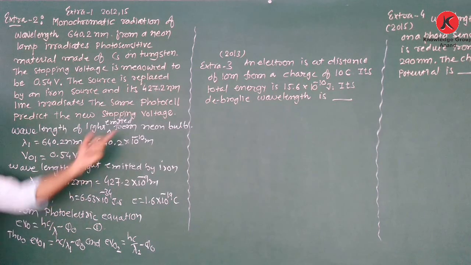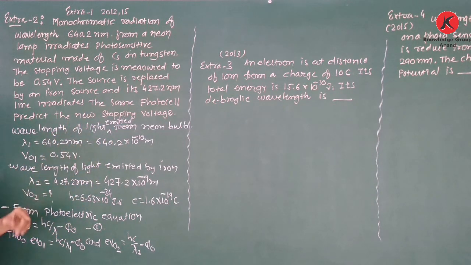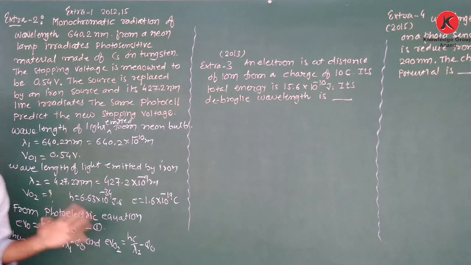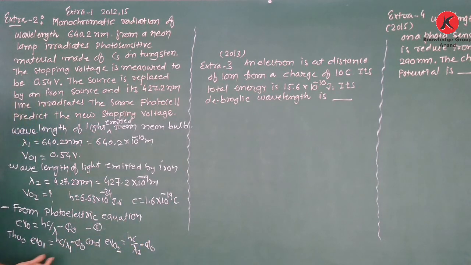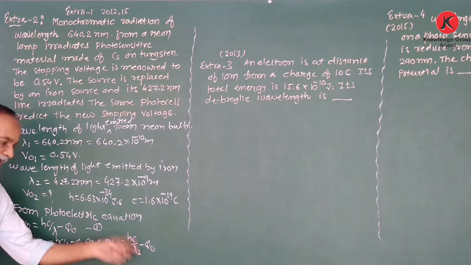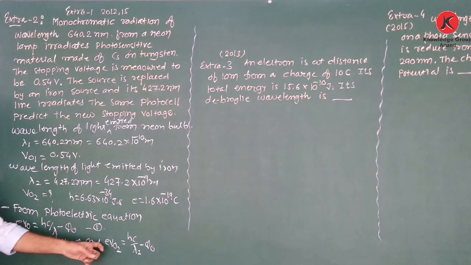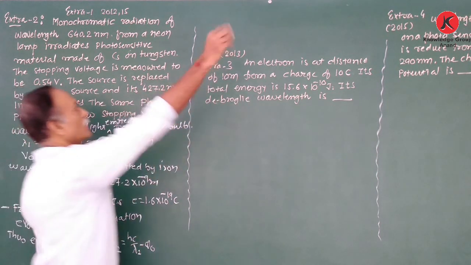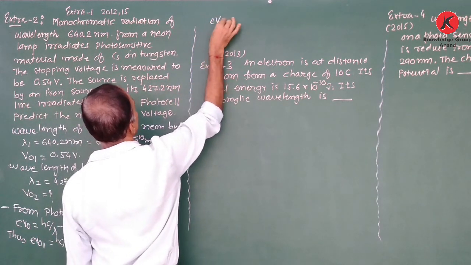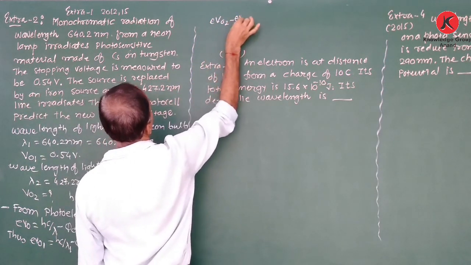And because the photosensitive material is the same, due to the change in wavelength, the stopping voltage is also going to change. For the second wavelength lambda 2, we can write equation 1 in that form: eV02 is equal to hc upon lambda 2 minus phi 0. Now we take the subtraction, eV02 minus eV01.